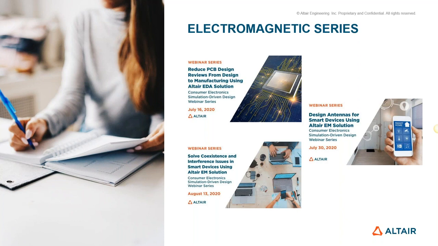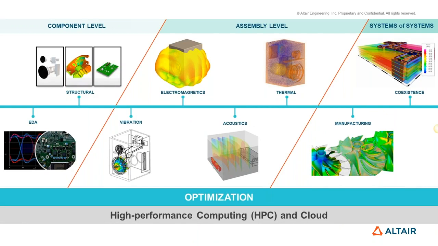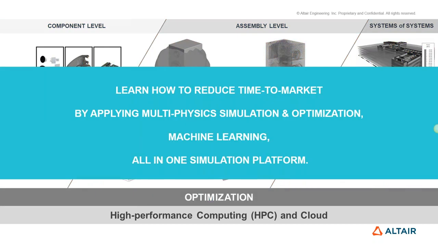Both these series will cover examples and models from various types. In fact, we will demonstrate the different solutions using various electronic devices, such as smart speakers, hand controllers, or Bluetooth mouse. We will cover the various needs in the product development cycle, meaning from the concept to the reality, with the analysis of components, sub-assemblies, systems, and systems of systems. In few words, what we would like to share with you is how Altair helps companies reduce time to market by enabling advanced multiphysics simulation and optimization, machine learning, all leveraging one simulation platform.